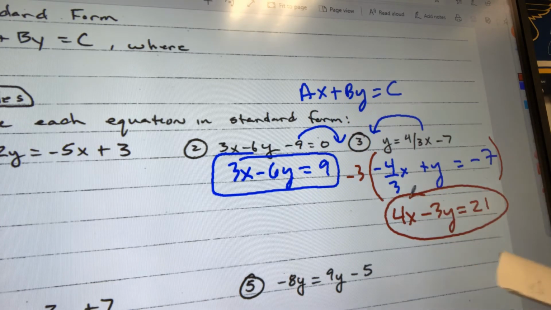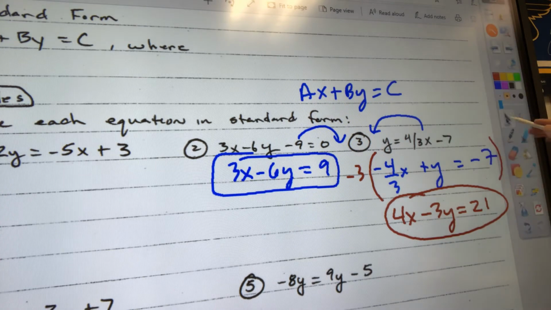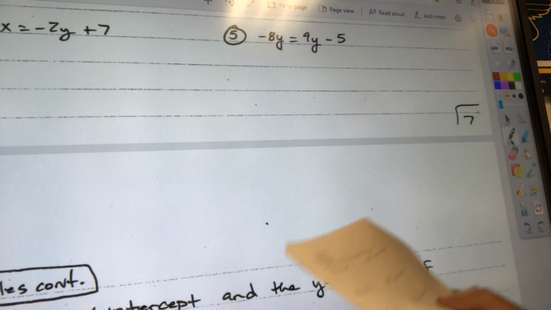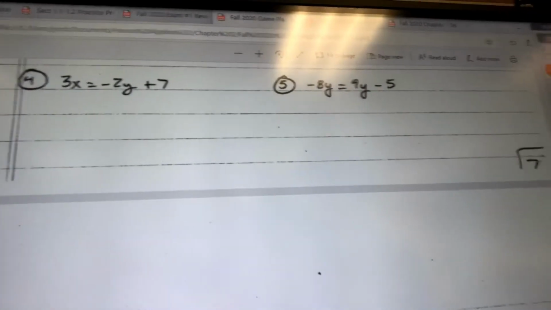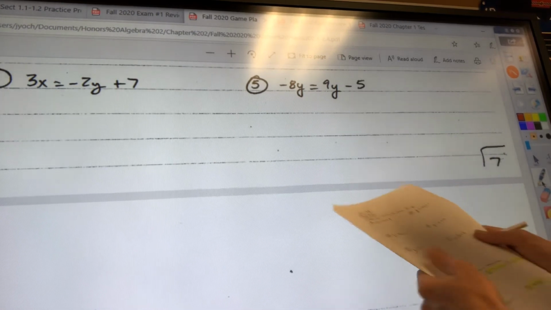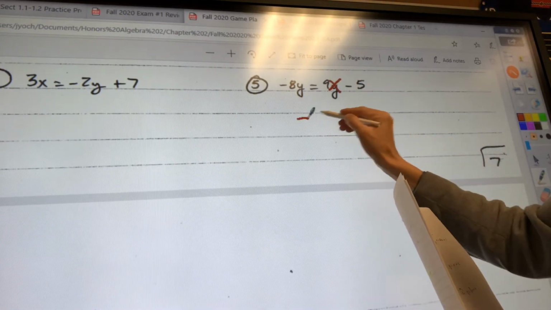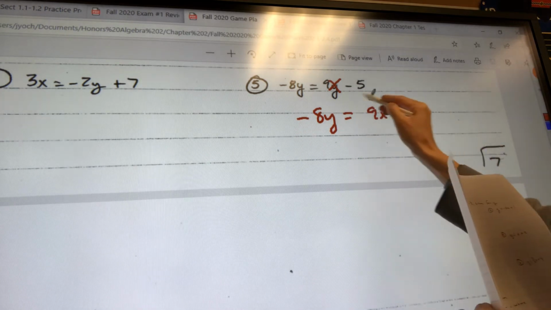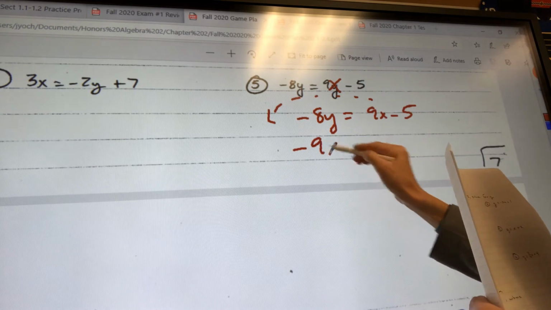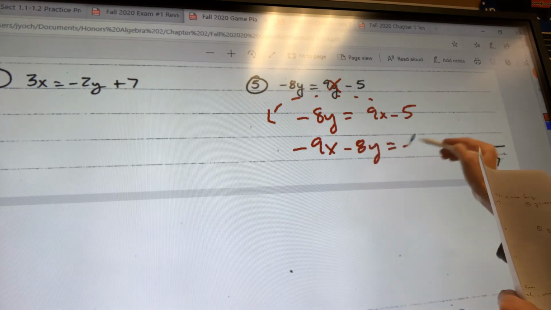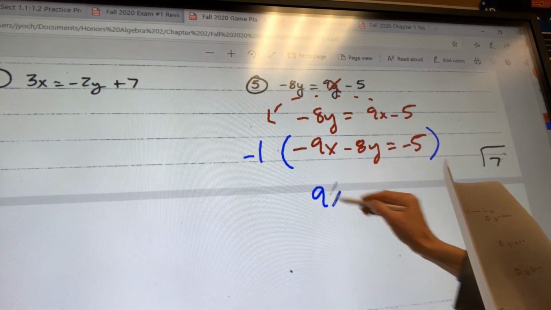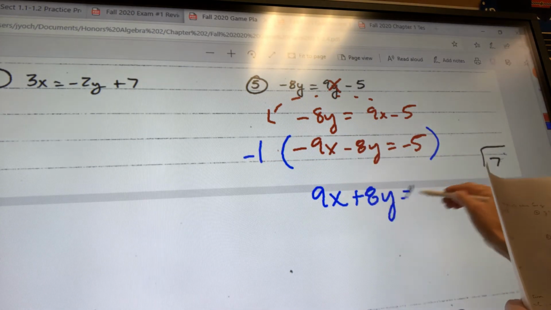Distribute that negative 3. I made a typo on 5. You can pause this when you need to. I made a typo on 5, which is why we need to do it. On 5, so we can see there, we can put this x, negative 8y is equal to 9x minus 5. Move this over. Negative 9x minus 8y is a negative 5. X can't be negative, so everything gets multiplied by a negative 1. 9x plus 8y is a positive 5.